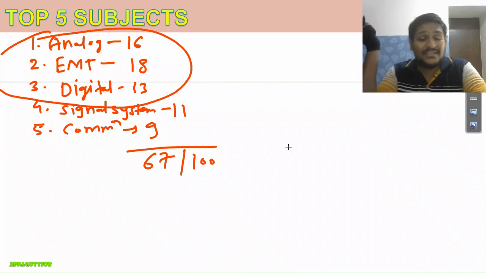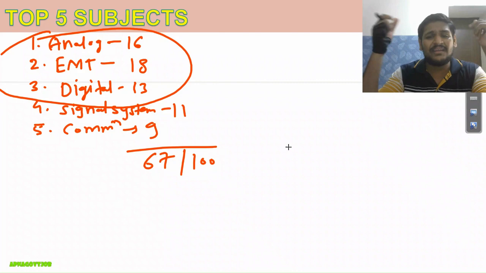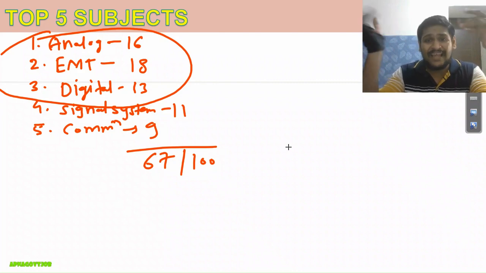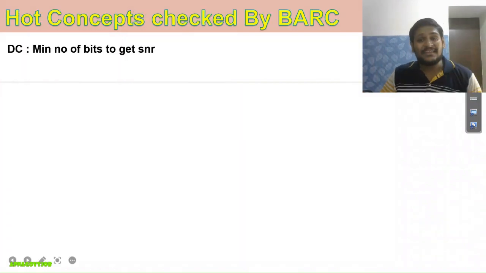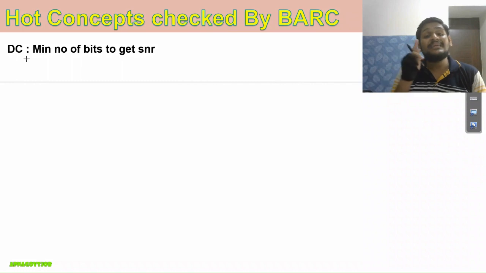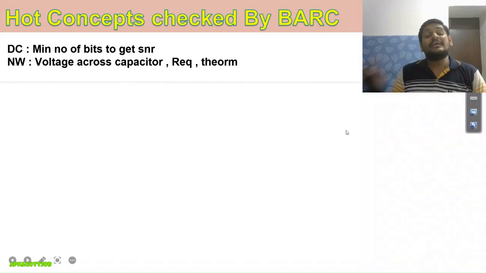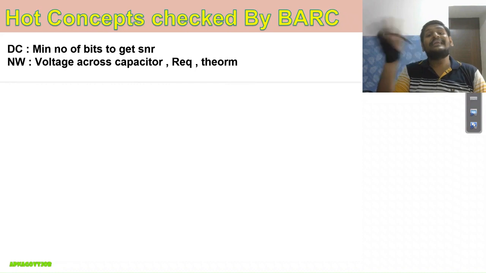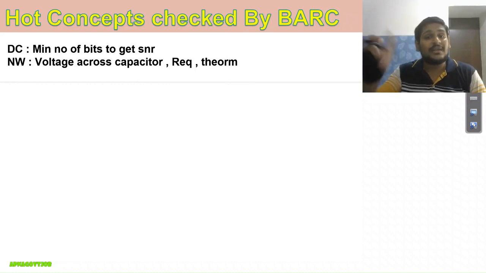They always surprise us with the pattern, but this time it was similar to last time. This time they didn't do anything special compared with the previous year, but that is all about this. A few important concepts they checked this year from digital communication: the minimum number of bits to get a given SNR. I guess SNR was 95.3, so with the help of a calculator, you can easily solve this question. Definitely some questions were a little bit lengthier, but if you manage time well, it is possible. It is not that you can't attempt those questions.